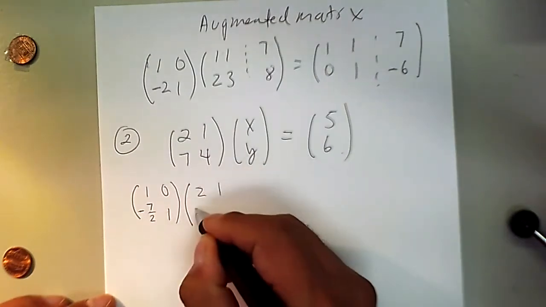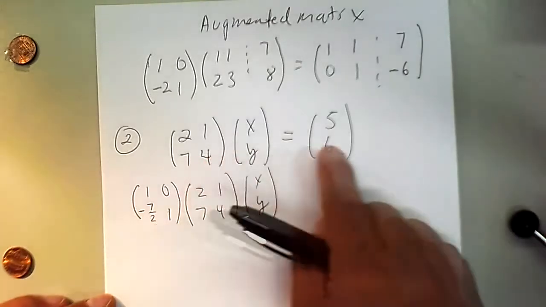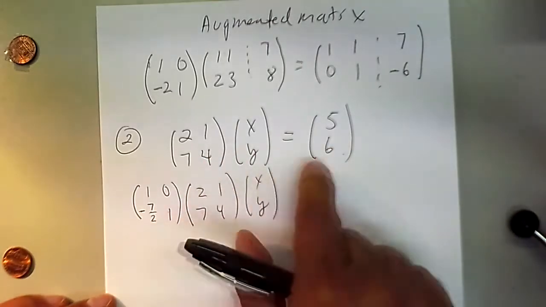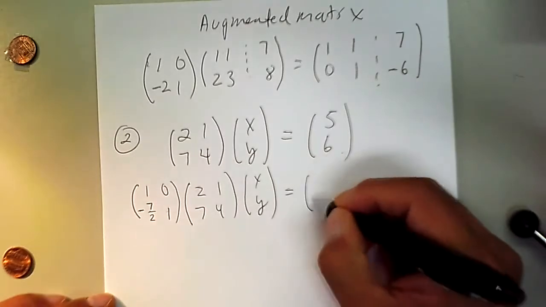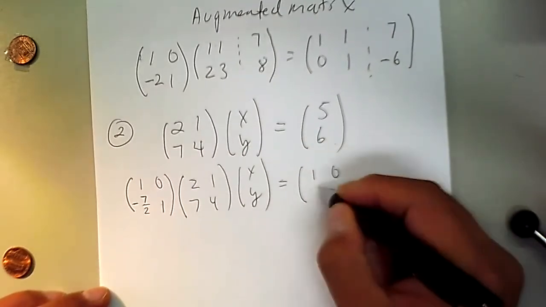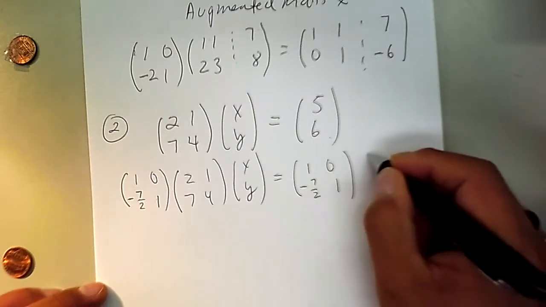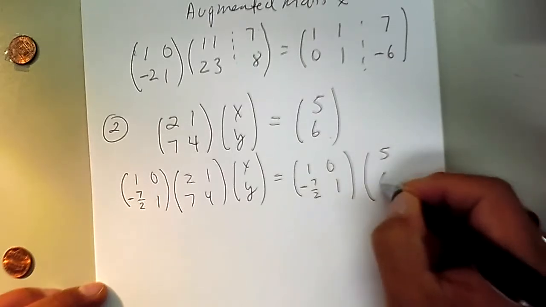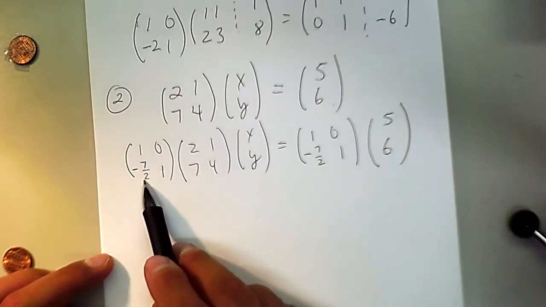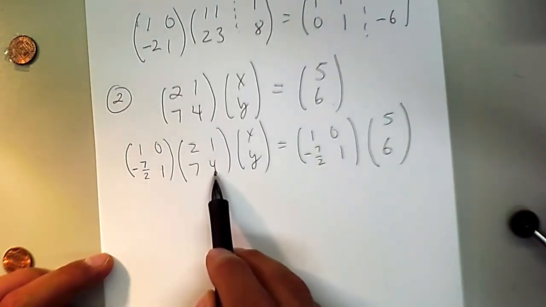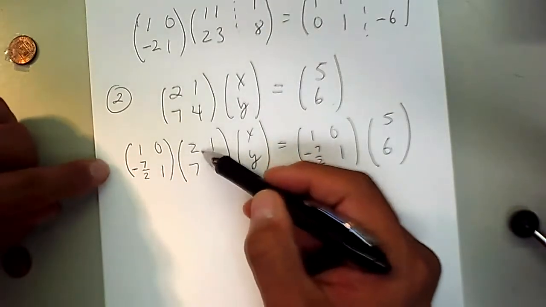2, 1, 7, 4, x, y. So I'm copying this equation, but we are multiplying on both sides of the equation on the left by that matrix. So we have 1, 0, negative 7 over 2, 1, times 5, 6. Okay, so let's go ahead with this. This is going to add a little bit of a complication when we multiply with a 4, but that's okay. So let's multiply those two.